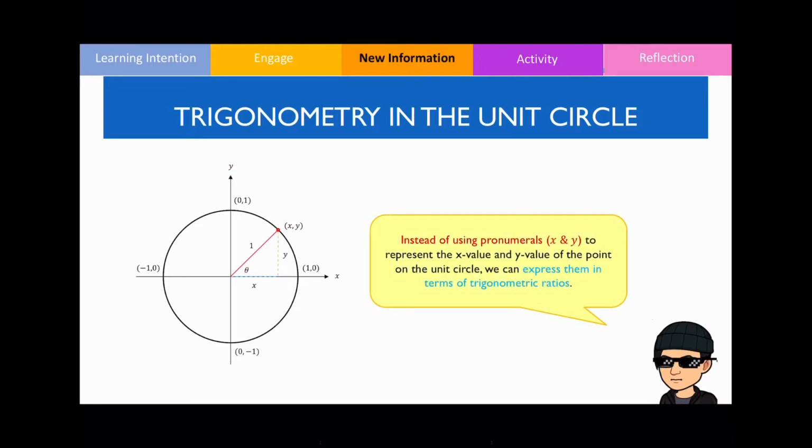But instead of using these x and y pronumerals, we could express them in terms of trigonometric ratios. What that essentially means is that instead of using the letters x and y, we can convert them into sine, cosine, or tan. And I'm going to show you how this is done, okay? We can clearly see that this is a right angle triangle, but I'm just going to zoom in so that you can see this more clearly.